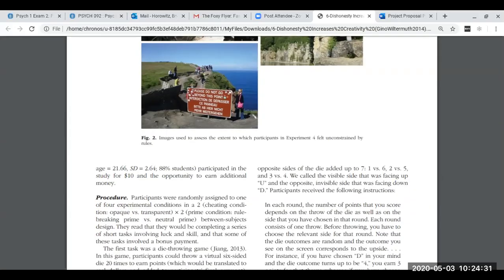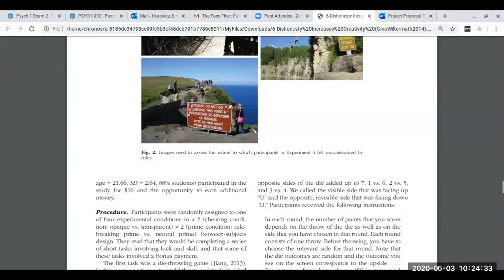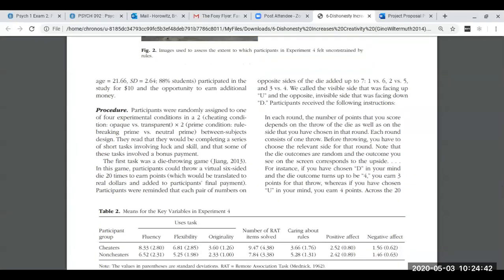All right. So the participants participated in this study for $10 and the opportunity to again earn additional money. Procedure. Participants were randomly assigned to one of 4 experimental conditions. So here is your true 2x2 design. We have 2 experimental conditions, cheating condition, opaque versus transparent, and 2 prime conditions, rule breaking versus neutral prime.